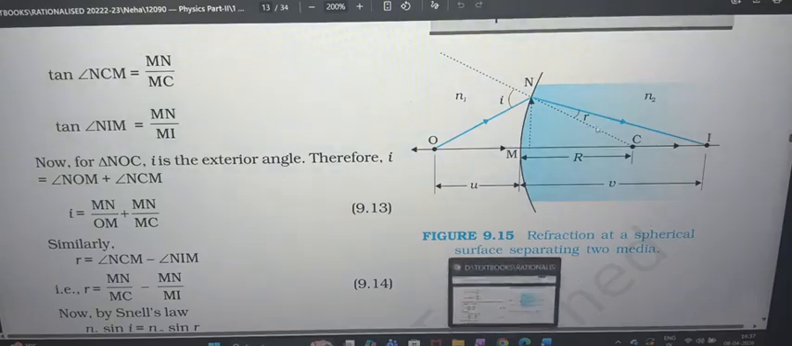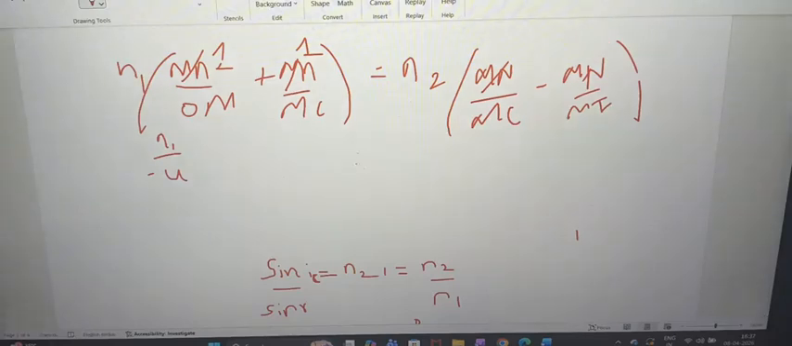Here, mc is nothing but the radius of curvature. Towards the right it is positive, so it will simply be plus n1 divided by r is equal to... here also nothing is left, 1 is there, so I'll multiply n2 with both. mc is again nothing but r only, we have already substituted. Here also mc is there, so I'll substitute r, n2 divided by r.